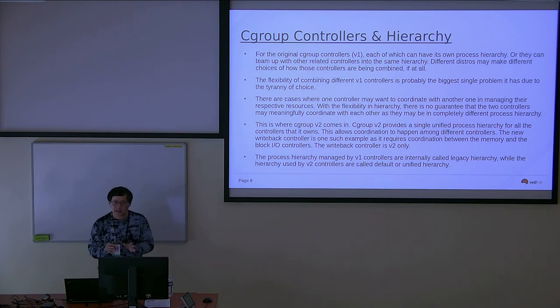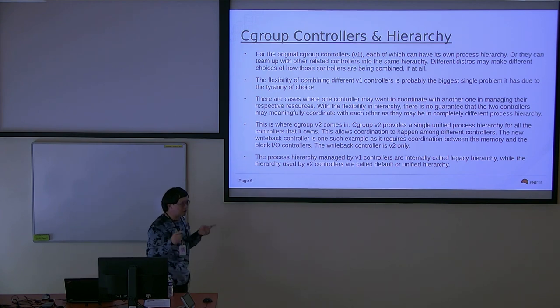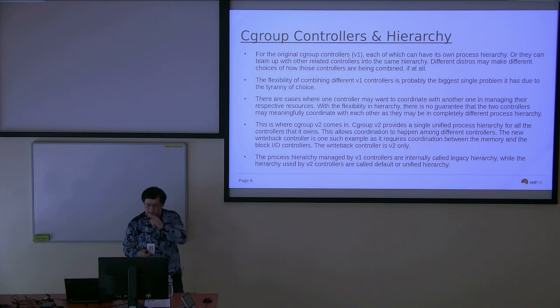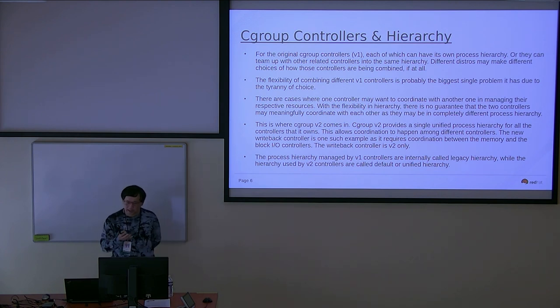Cgroup V2, unlike V1, doesn't have separate directories. For V2, there's only one hierarchy, what we call the unified hierarchy, and all the controllers are in the same hierarchy. And internally, within the kernel community, we call the V1 controllers the legacy hierarchy, while the hierarchy used by V2 controllers is either called the default or the unified hierarchy.